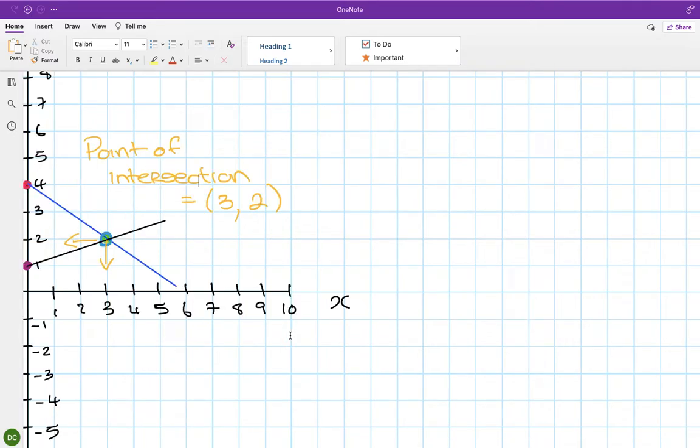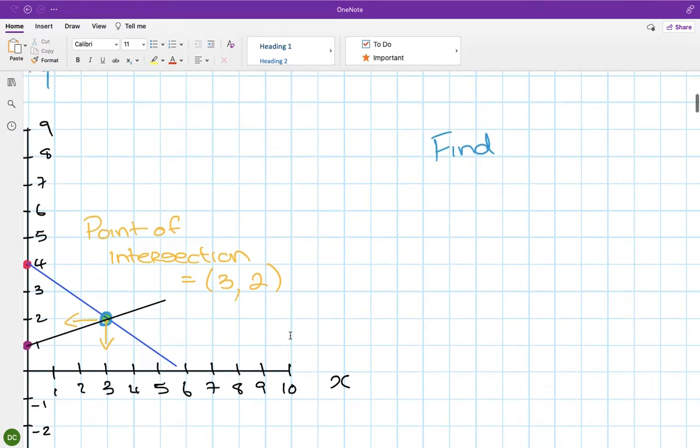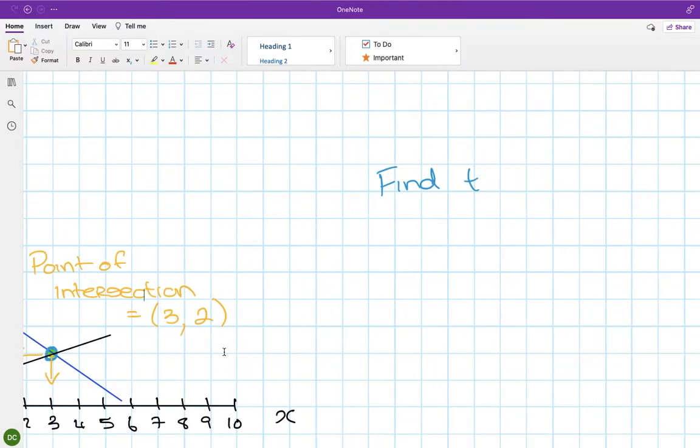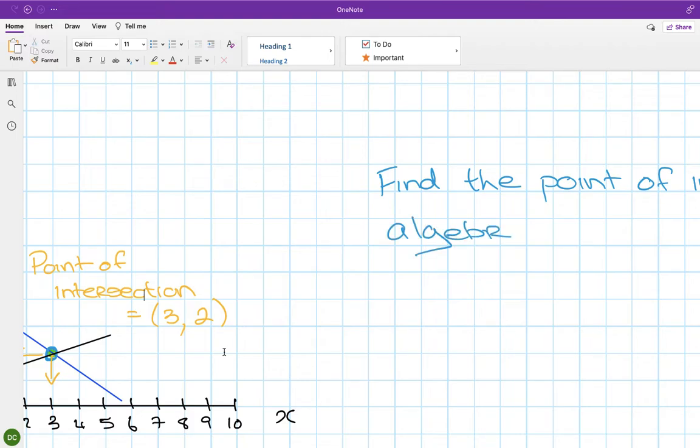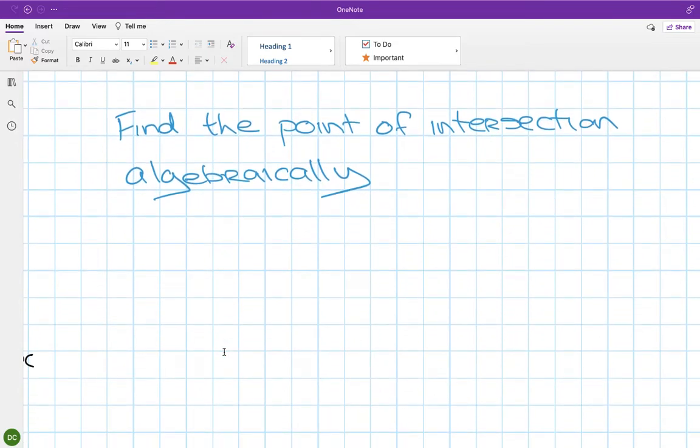And now what we're going to do is we're going to find, am I on the right bit? No, sorry. We're going to find the point of intersection algebraically. So my two lines are 2x plus 3y equals 12 and x minus 3y equals minus 3.